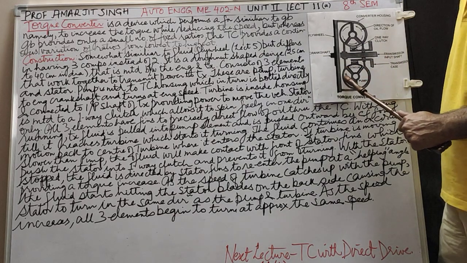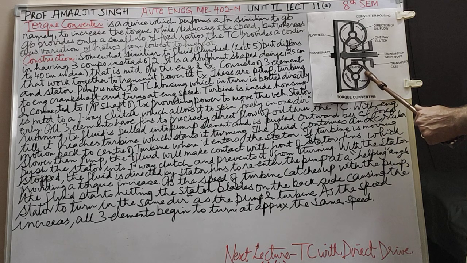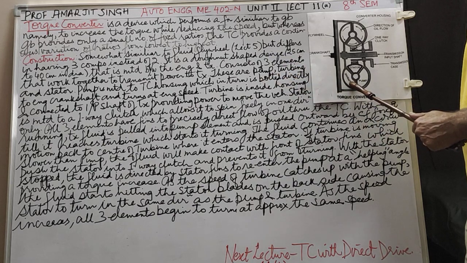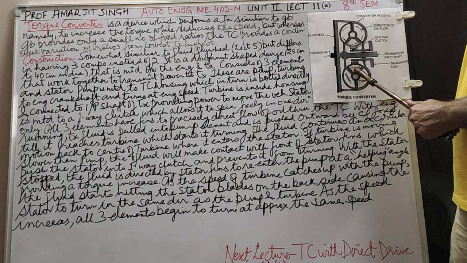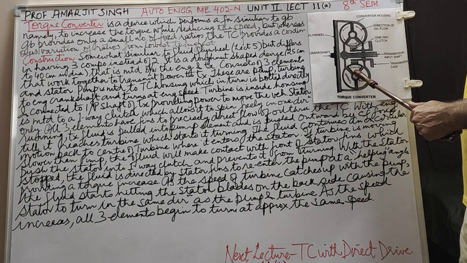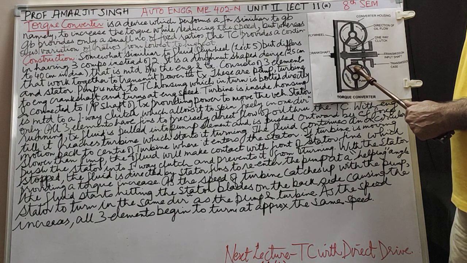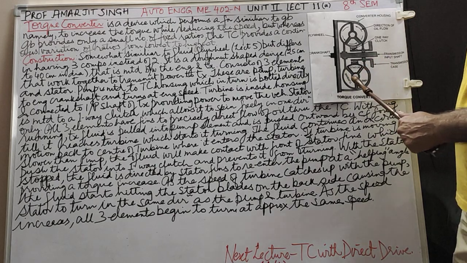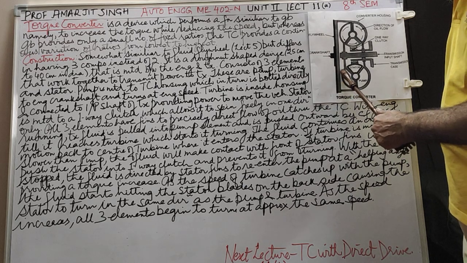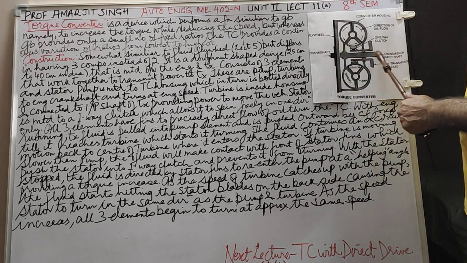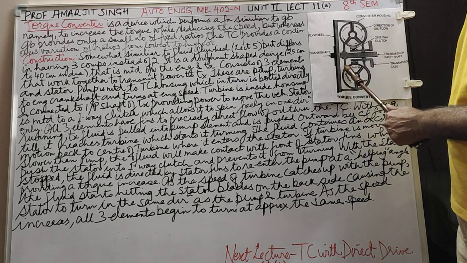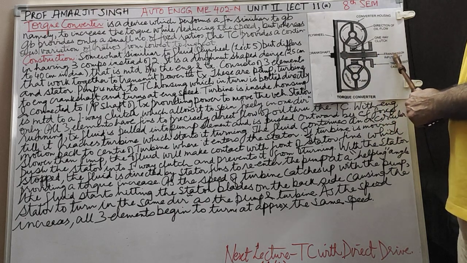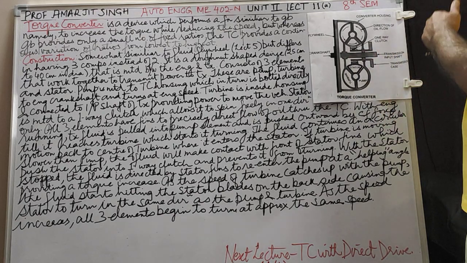The second element is the turbine. From the pump, the fluid is directed into the turbine. We will see exactly how. And from the turbine, the stator is the one which provides the torque, various torques. The turbine is connected to the transmission input. That means this is connected to the propeller shaft. The turbine is connected to the transmission input shaft going on to the propeller shaft.